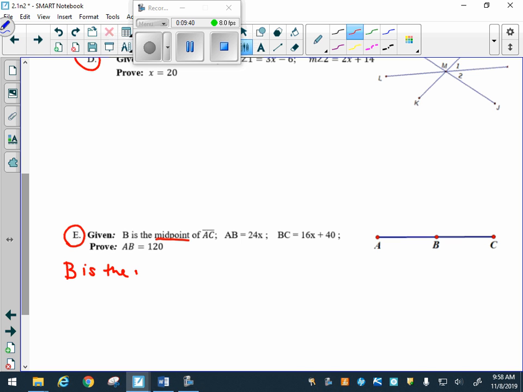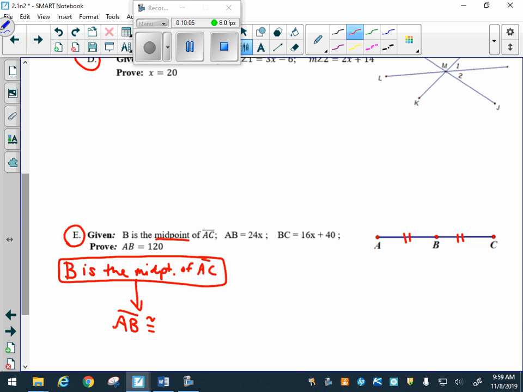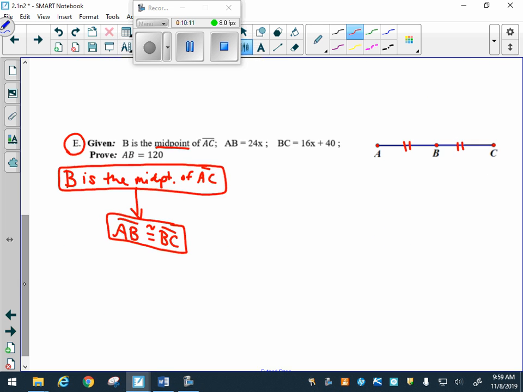I'm going to help you with this one. B is the midpoint of AC. If B is the midpoint of AC, we should be able to go over to this diagram and mark these two things congruent. B is the midpoint of AC. That means B is right in the middle, and the conclusion we can make is that AB is congruent to BC. That is the conclusion we can make from here. Reason, definition of, in this case, our keyword was midpoint.